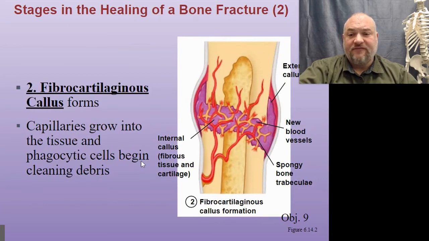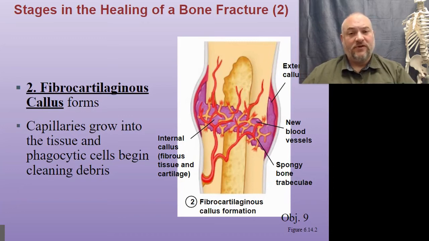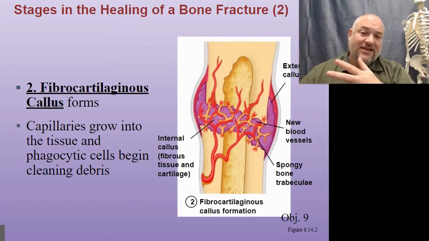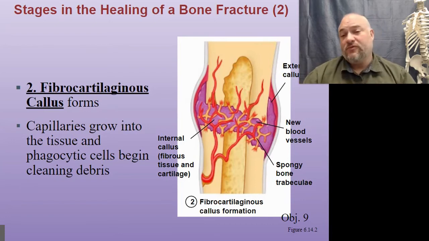Second stage is the fibrocartilaginous callus formation. So it's a callus made out of fiber and cartilage. So collagen fibers and hyaline cartilage. Just like when bones formed in an infant, it starts with cartilage that then gets replaced by bone. So we're basically repeating the same thing, but just in the broken site.